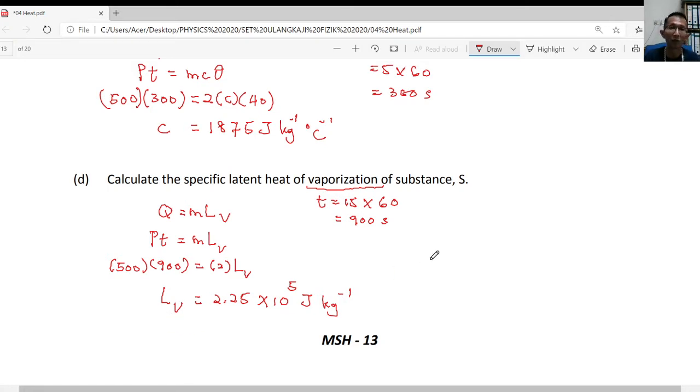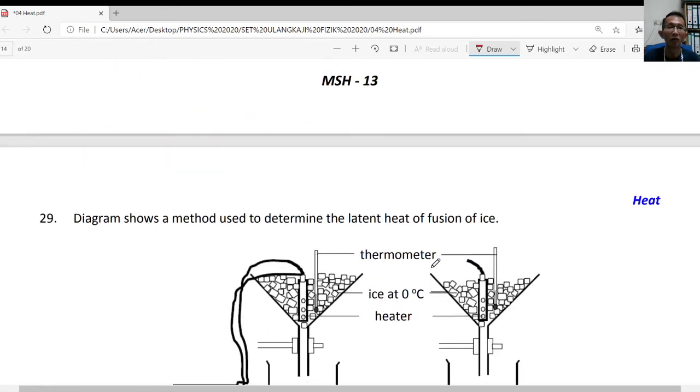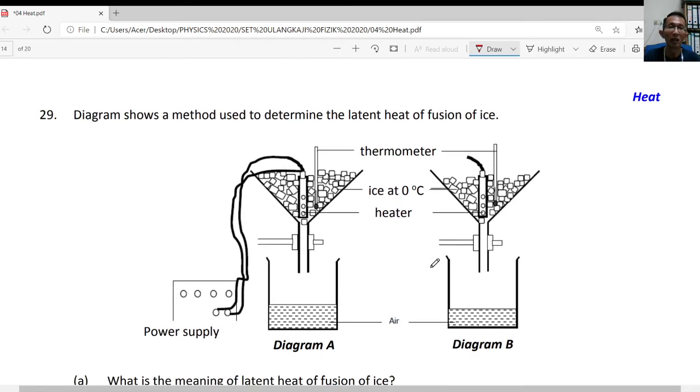Okay, let's move to question 29. Okay, now you are given a method used to determine the latent heat of fusion of ice. So we have diagram A, diagram B. Diagram A, I have it being connected to a power supply, and here I have my heater definitely. Here it's not being connected to a power supply.